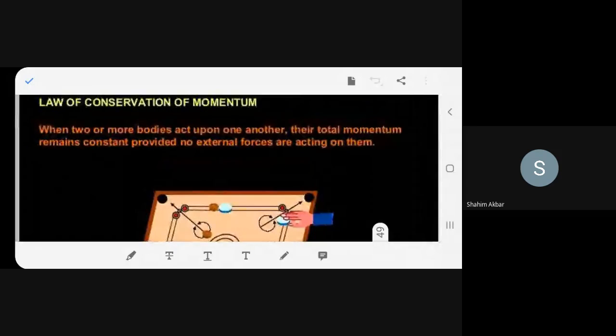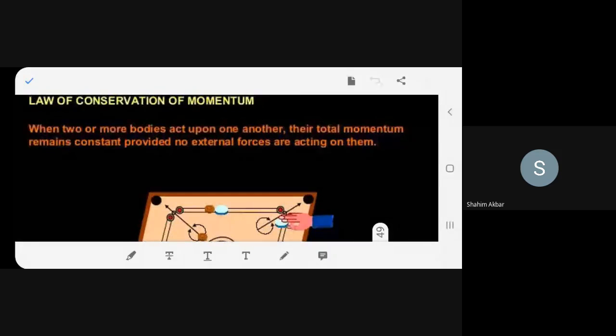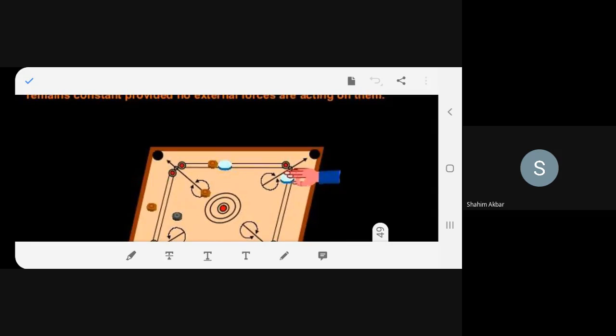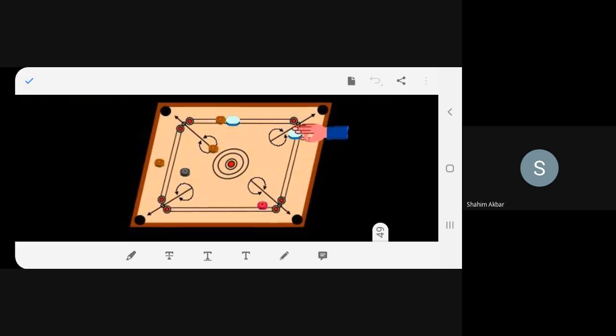But this also you can understand law of conservation of momentum, that when two or more bodies act upon one another, their total momentum remains constant. So what are the two bodies which are acting upon one another? One is the striker and the other one is the coin. There should not be any other external force except the striker hitting the coin. So the momentum of the striker before the collision and after the collision has to be the same.